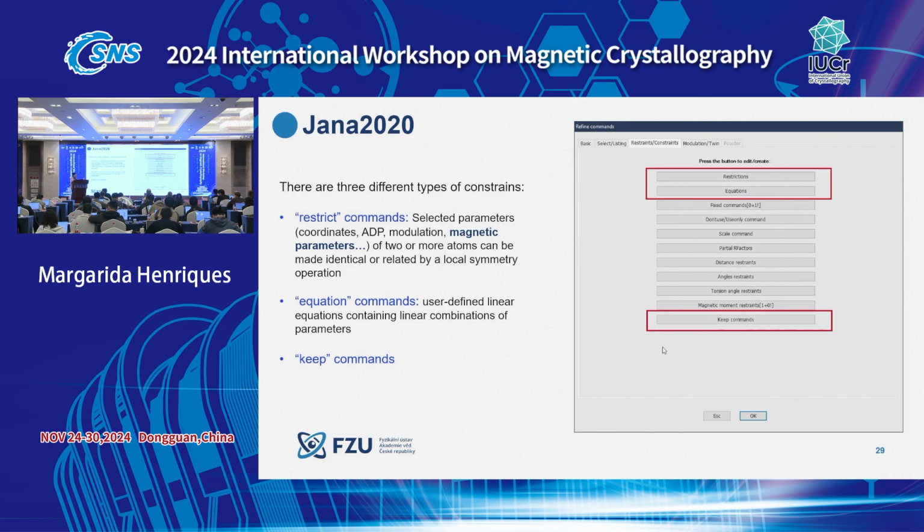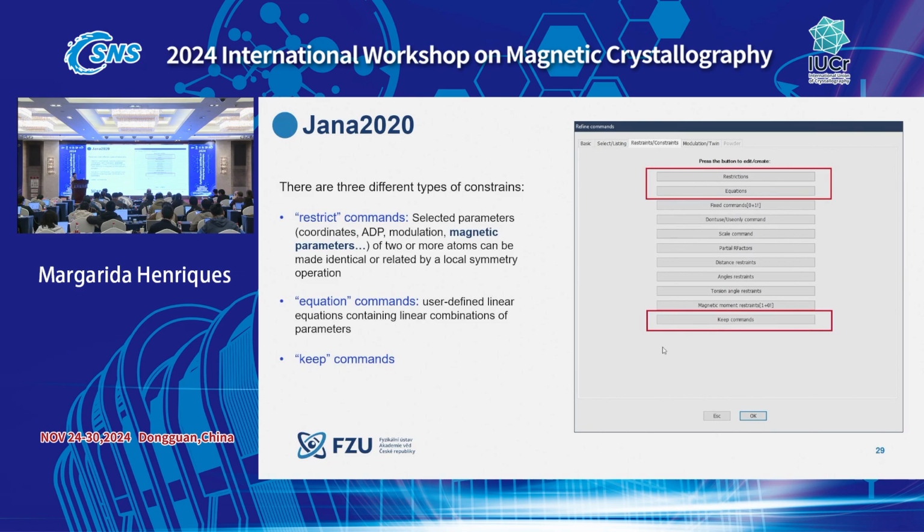So the magnetic structures can be constrained by these specific commands. As Cynthia said, there are these restrictions, equations, and commands. Restrictions are made to make identical parameters for a group of atoms in the structure. Also, linear equations can be used with these variable names of parameters in Jana. So this is like programming language style equations, nothing really difficult.